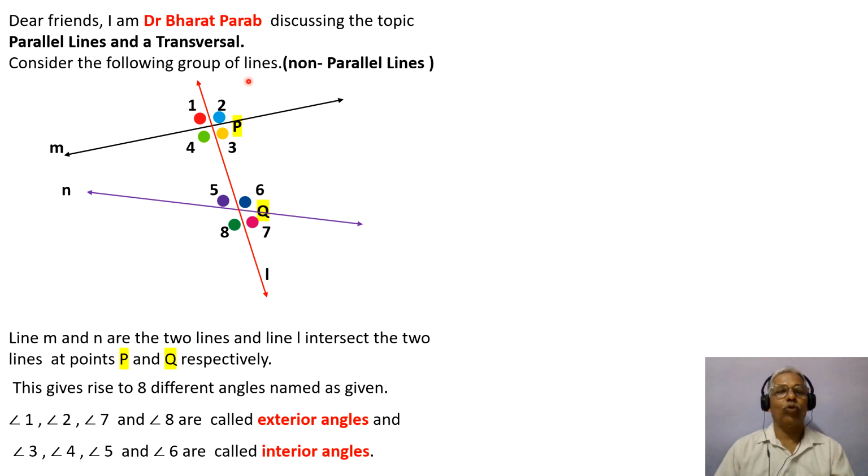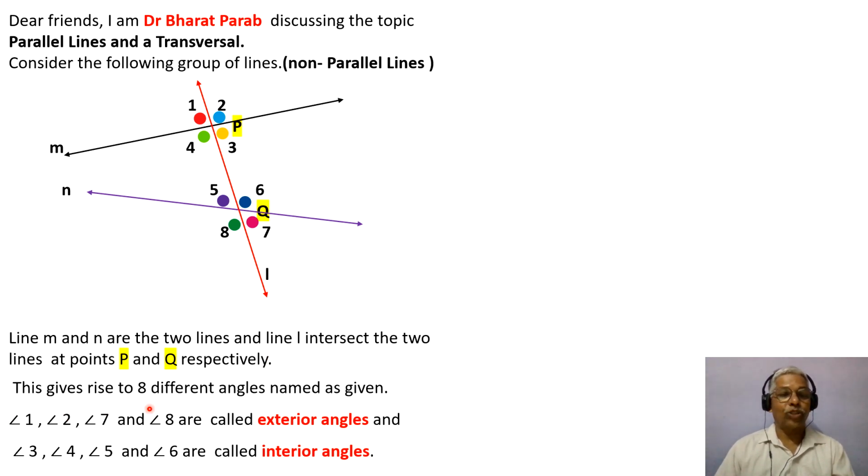Consider the following group of lines, non-parallel lines. See here M, N and L. Lines M and N are two lines, and line L intersects the two lines at points P and Q respectively.